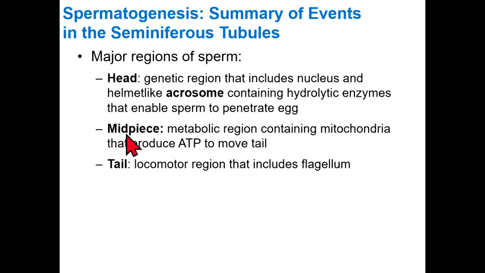So the midpiece of the sperm is a metabolic region. That's where the mitochondria is. So that's where the ATP is produced. Of course, we need ATP to move the flagellum. And the tail is the locomotor region, which includes the flagellum for motility.